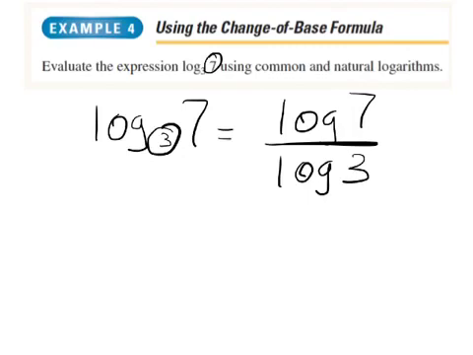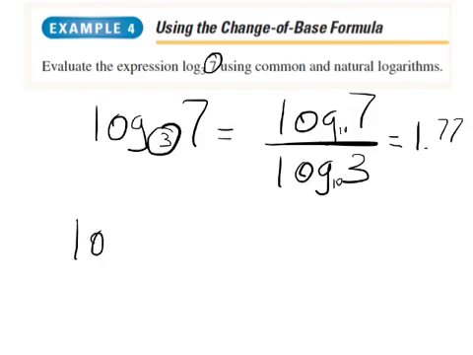And then I can now enter these into my calculator because we have the logarithm button where we have a base 10, just like this. Again, if I don't write a base, my base is 10. So log 7 divided by log 3, and I get roughly 1.77. You could try this also with the natural log.